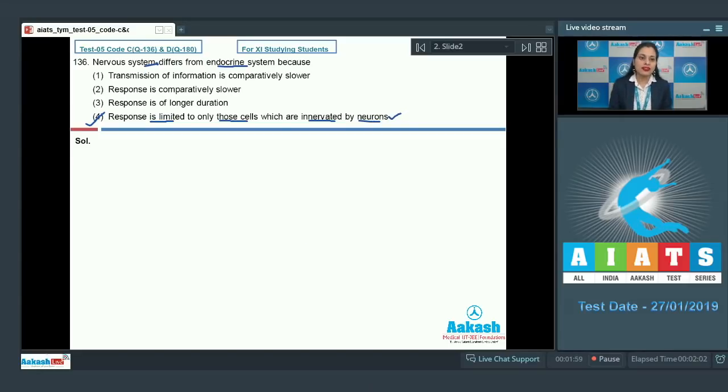This nervous system is not connected to each and every cell of the body, while endocrine glands release hormones that reach every cell of the body through blood. So the correct answer is option number 4. Let's discuss other options also.